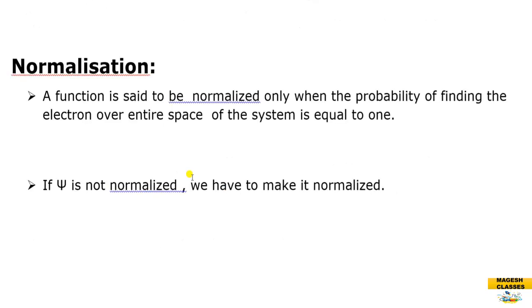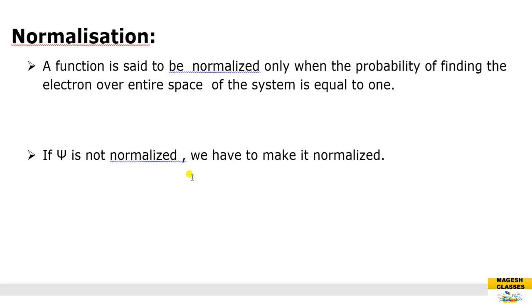The next topic is normalization. A wave function used in quantum mechanics should be normalized. A function is said to be normalized when the probability of finding the electron over the required space of the system is equal to 1. So according to the normalized condition, the probability P is equal to the integral, within a particular range, of psi square dx, which is equal to 1 in the case of a 1D box.